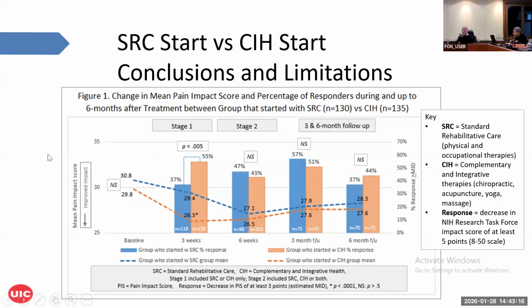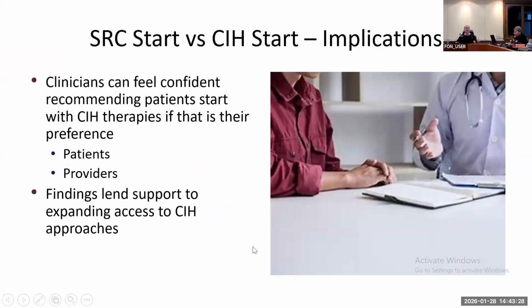So, conclusions and limitations. What we know here is clinicians can feel confident recommending patients start with complementary and integrative health therapies if that is their preference. And findings lend support to expanding access to complementary and integrative health approaches.